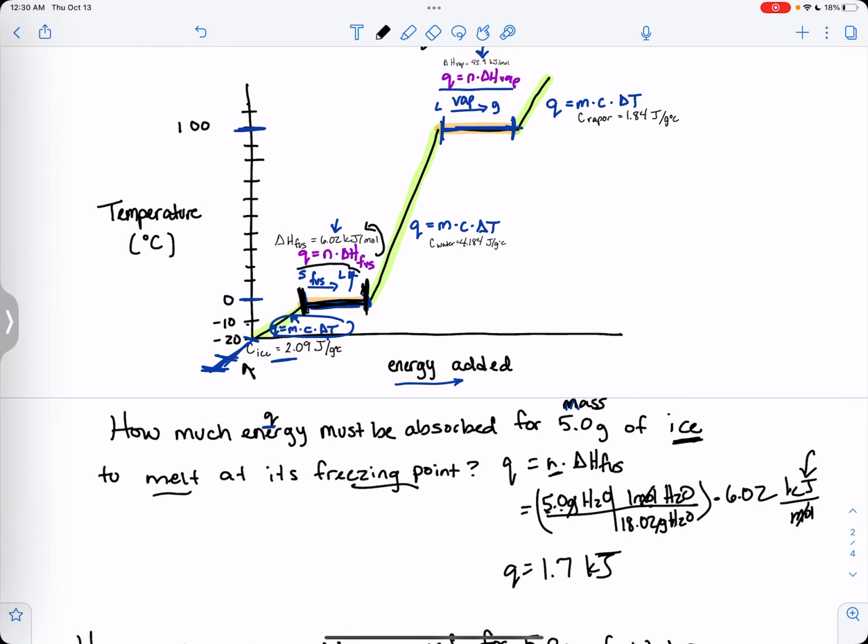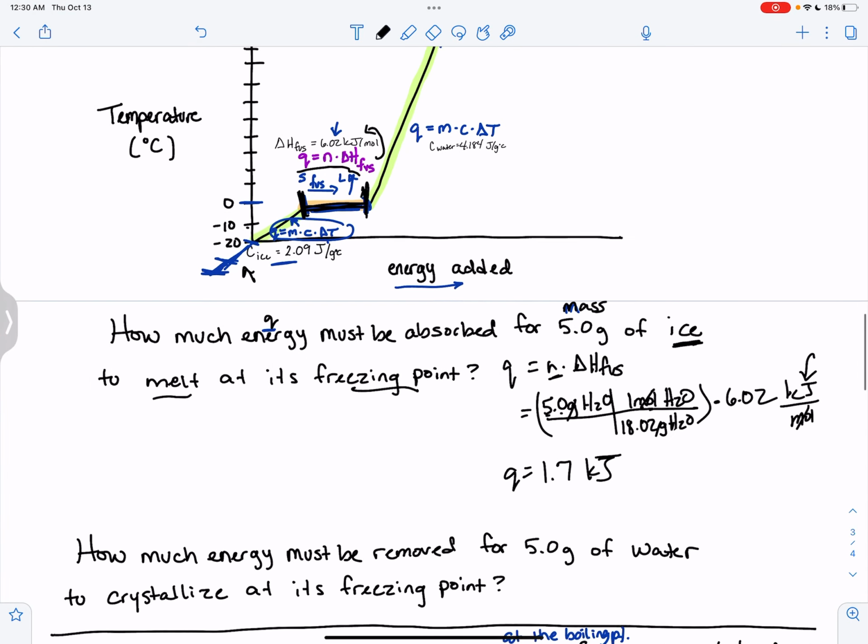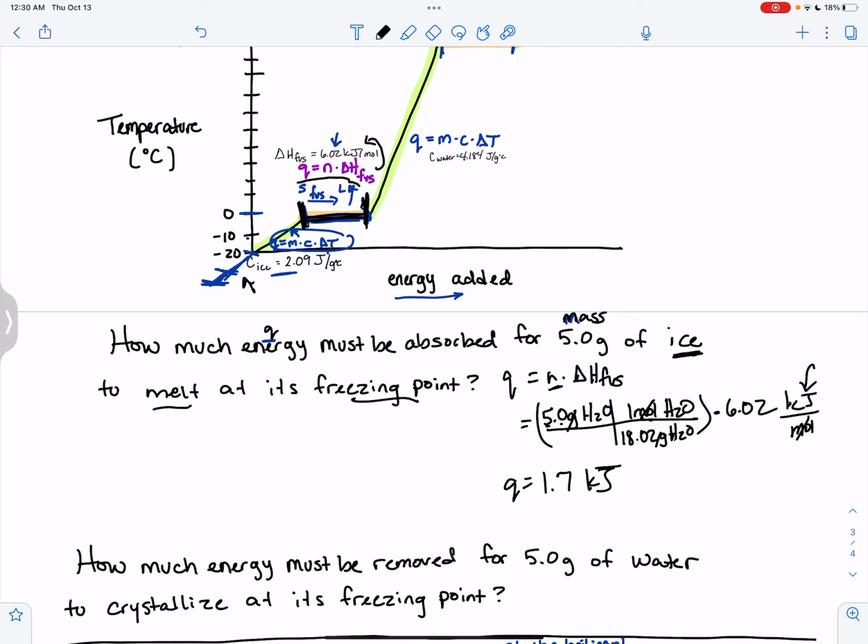And then the next question is how much energy must be removed, and this is the same amount. It's crystallizing at the freezing point, so it's just wanting it to go the other direction. It's asking for the quantity of the energy. The interesting thing is that it actually takes the same amount, whether you're talking about one direction or the other. It's just that this is heat added, and this has to be heat removed, like by the environment or something like that, pulling the heat out of it.